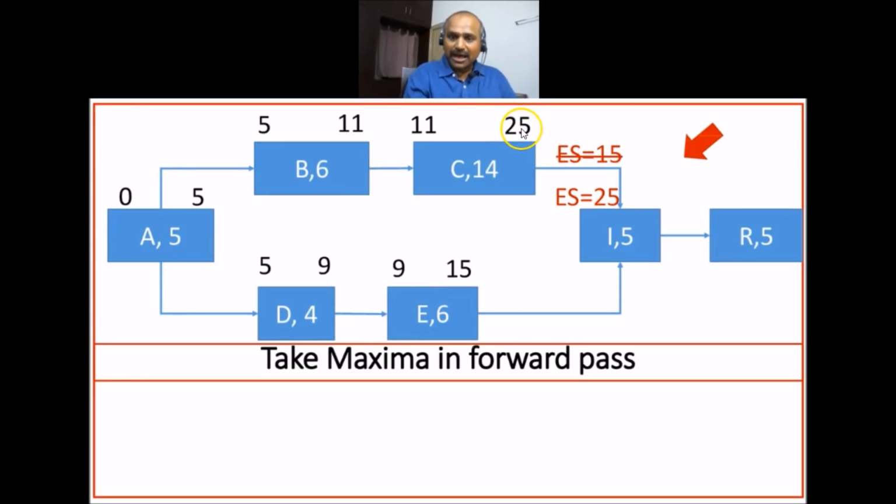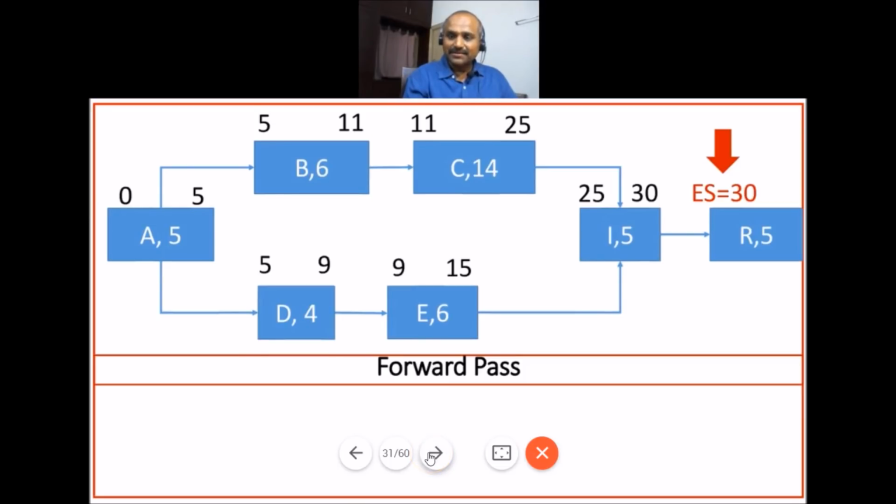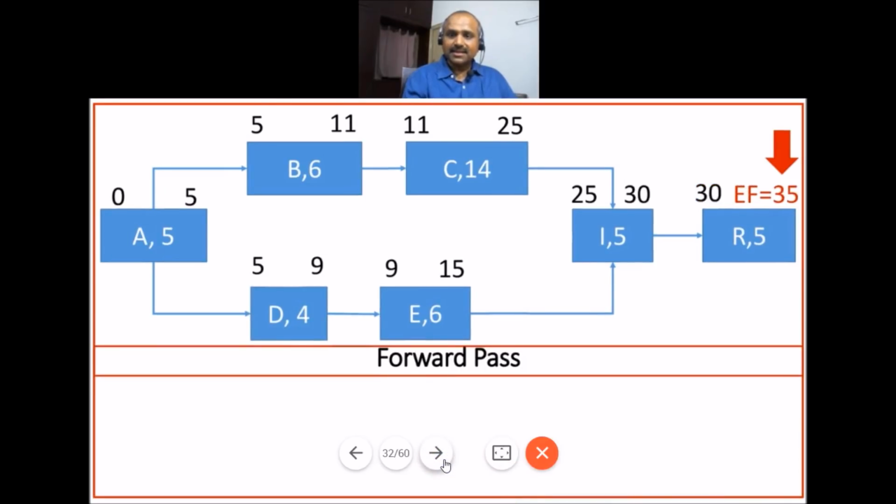Because you are getting 25 from here, 15 from here, we will take earliest start date for activity I as 25, because we have to take maxima in forward pass. So if you add 5 days of duration for activity I to earliest start date, you will get 30 days. Now, as usual, this 30 days will become earliest start date for activity R, and if you add 5 days of duration to earliest start date of 30, it becomes 35.